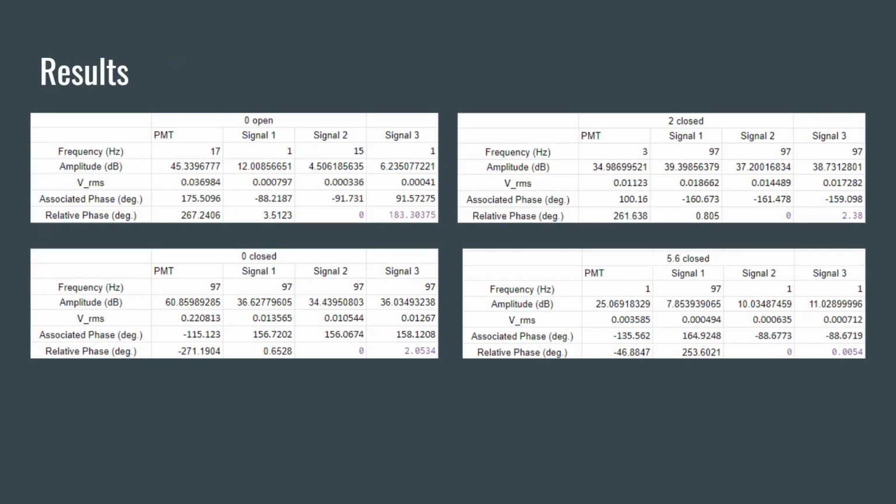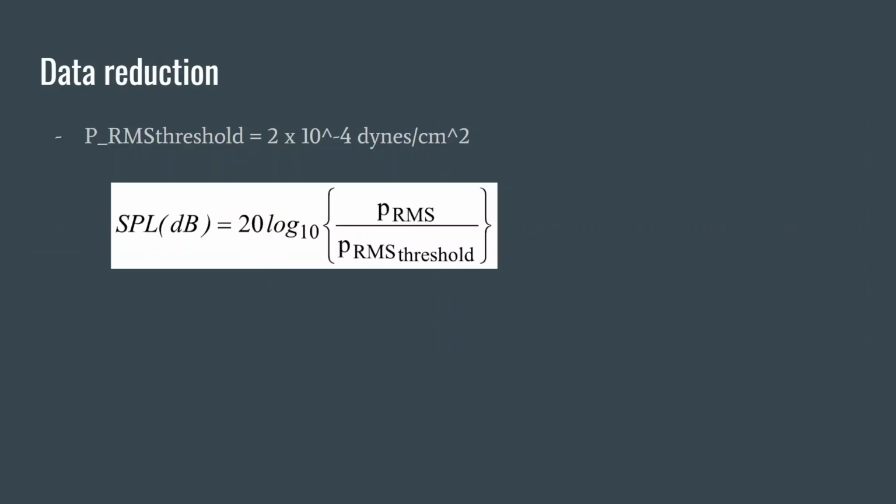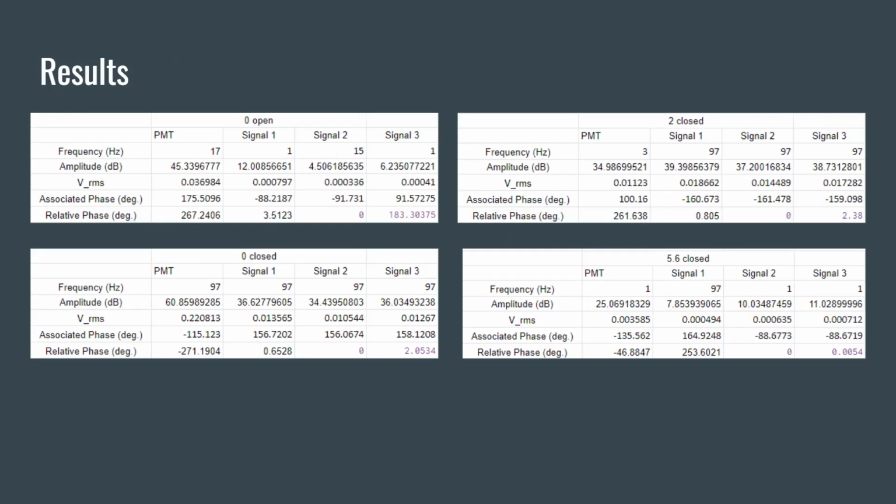The relative phase was taken from the associated phase relative to the middle pressure transducer by subtracting the associated phase for the middle pressure transducer from each of the other associated phases. Next, the amplitude in decibels was calculated from the below equation, where VRMS is equal to PRMS shown, and PRMS threshold is the constant shown below.